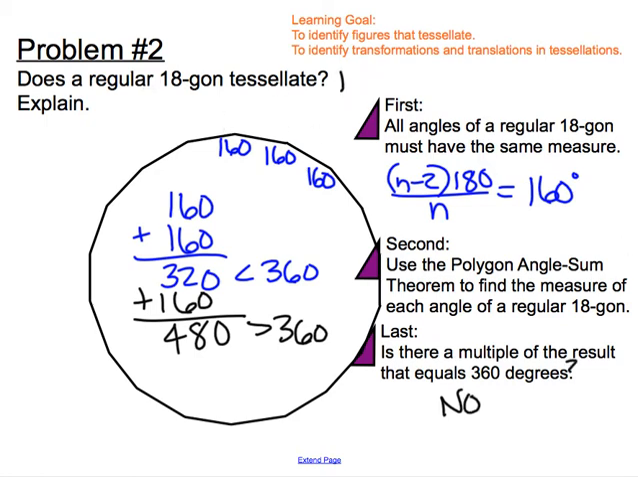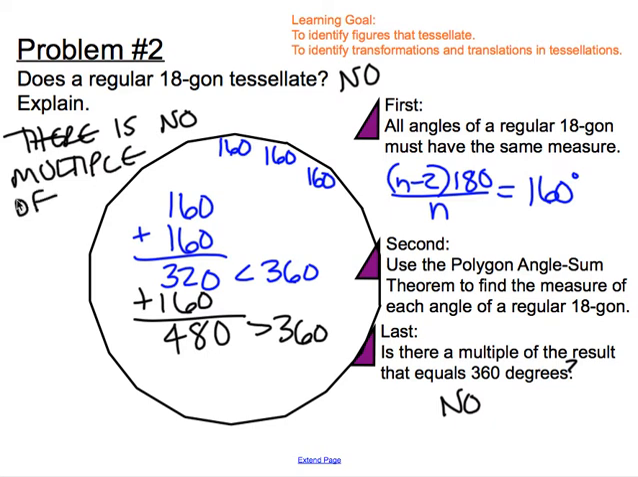So the answer to does a regular 18-gon tessellate is actually no. And the explanation, we would say there is no multiple of 160 that is 360.